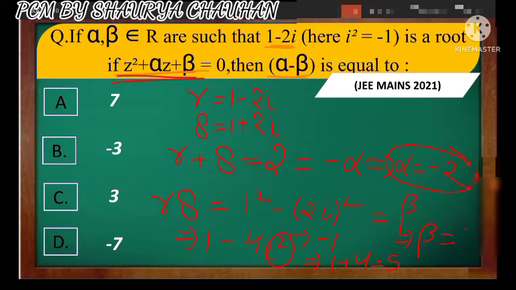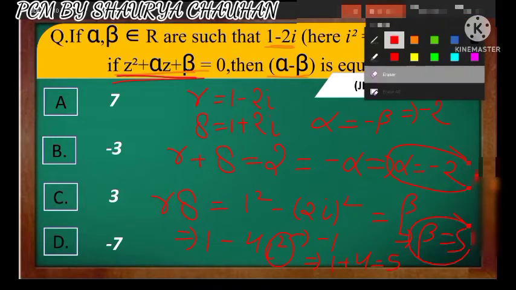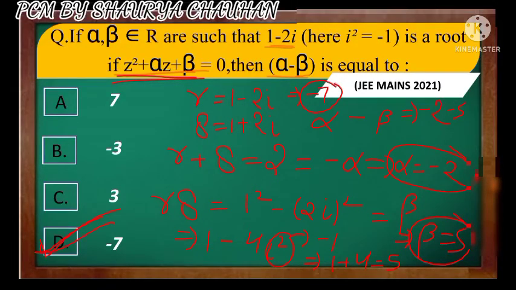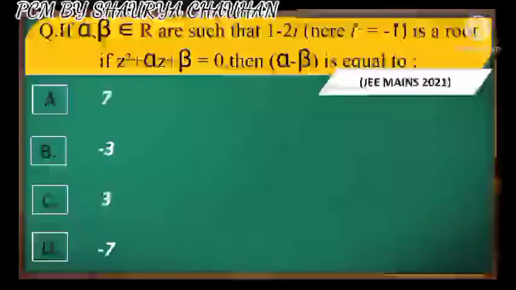Now alpha minus beta is minus 2 minus 5, which is minus 7. Minus 7 is our correct answer, which is option D. So option D is our correct answer. So now let's carry on to our next question, which is the 7th question. So now here's the 7th question.